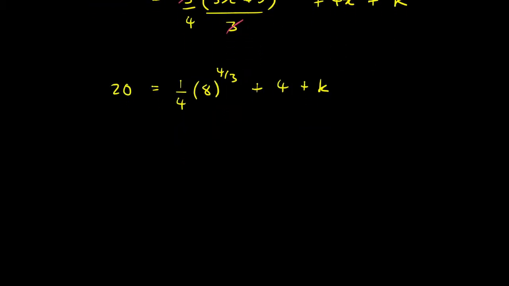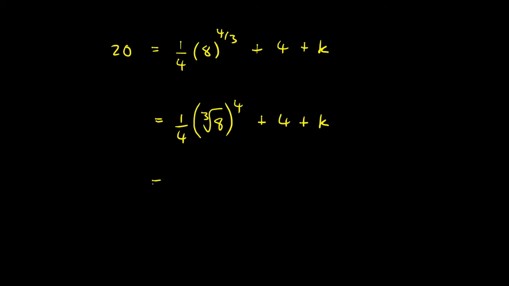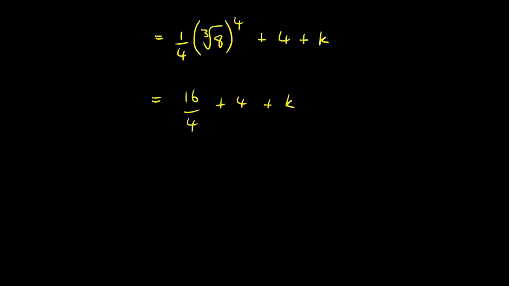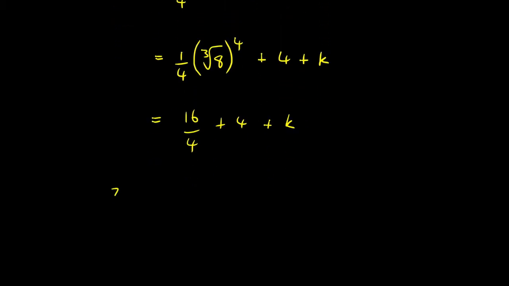What does the power of 4/3 actually mean? It means that I've got the cube root of 8 all to the power of 4. The denominator is the root and the numerator is just an ordinary power. So the cube root of 8 is 2, and 2 to the power of 4 is 16. So I've got 16 times a quarter, so 16 divided by 4, plus 4, plus k. And 16 divided by 4 is 4, plus 4 is 8. So we have 20 is equal to 8 plus k, so k is equal to 12.